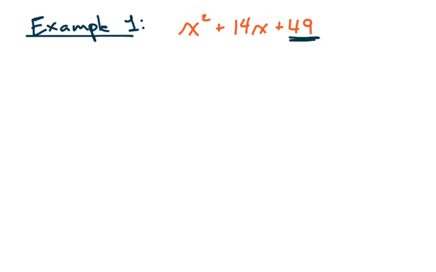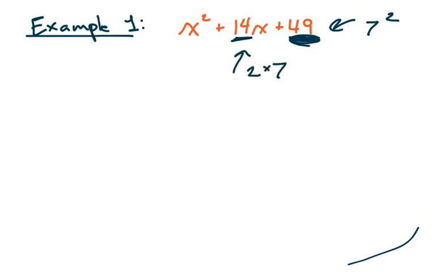Okay. So if you happen to see something like this, where you see the number 49 at the end as the C value, and the B value is 14, I'm looking at this and I say, okay, that's 7 squared, and that's 2 times 7. If you see this pattern, be confident, this is a perfect square trinomial. When the leading coefficient is 1, this is what's going to happen. So I can factor this into x plus 7 squared.